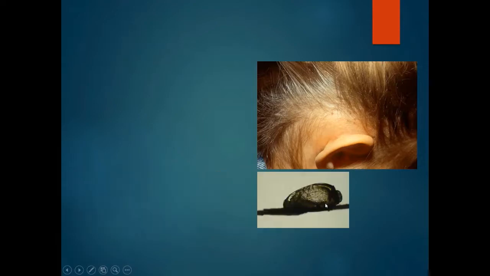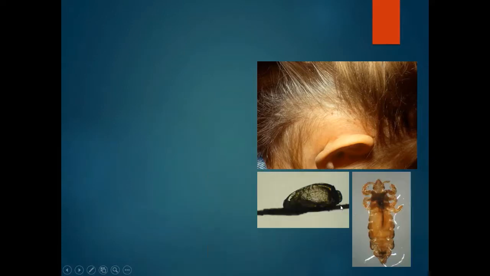Here we have a 4-year-old girl who's come home from school, and if you look carefully, you can see little white areas attached to the hairs. These are actually nits, an egg attached to the hair shaft, and these are laid by lice, the lice being about 2 to 3 millimeters in length.